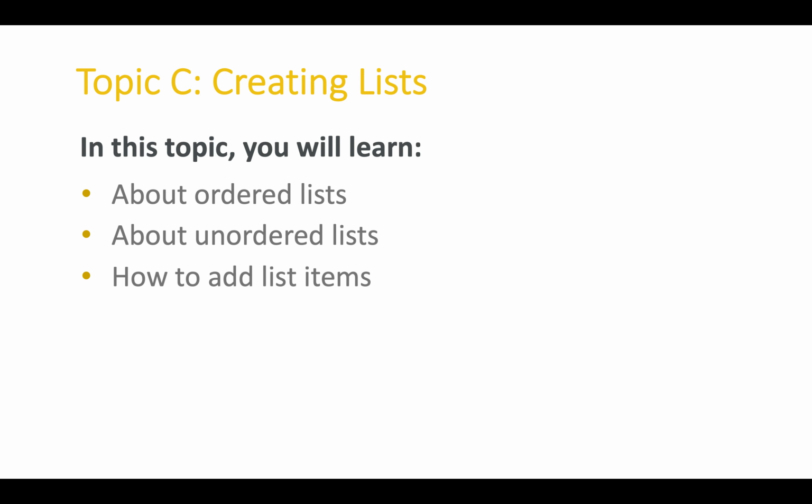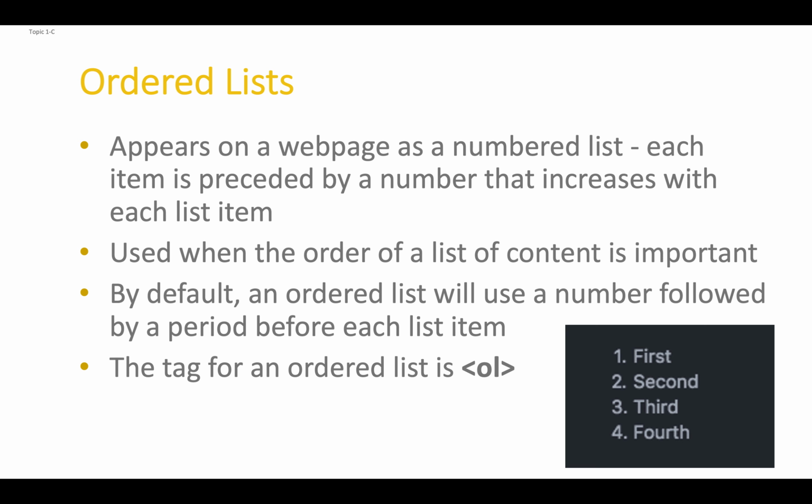Okay, and then the last section of this, we're going to learn about creating ordered lists, unordered lists, and adding list items. So ordered lists look like this: 1, 2, 3, 4. It appears on a web page as a numbered list. Each item is preceded by a number that increases with each list item. Used when the order of a list of content is important. By default, an ordered list will use a number followed by a period for each list item. So it's going to put the numbers in there for you. You don't have to do it. The tag for an ordered list is OL.